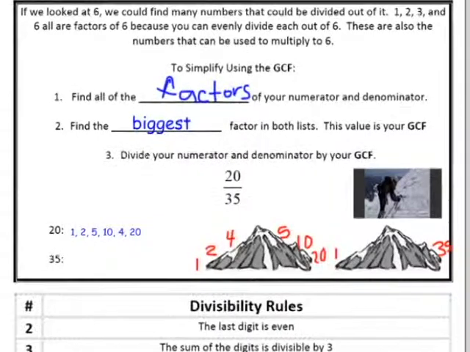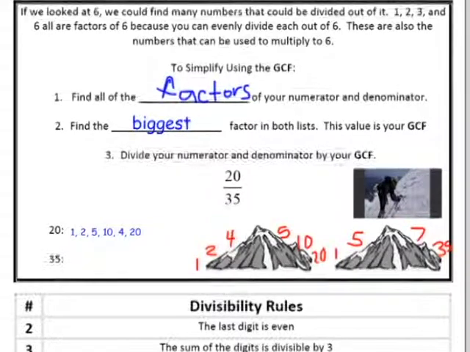Does not end in 0 or 5, so 5 does not work. 2 and 3 are not on the list, so, oh, sorry. Let me take a step back. 5. It does end with 5. I'm sorry, ladies and gentlemen. So 5 times 7 makes 35. 6 would be next. Well, 2 and 3 are not on the list. And 7 is next, but it's on the other side of the mountain.